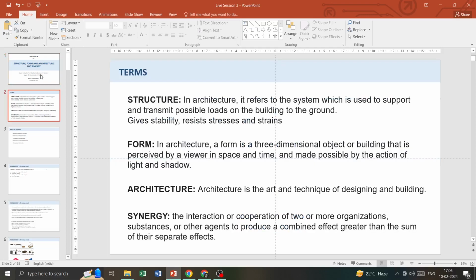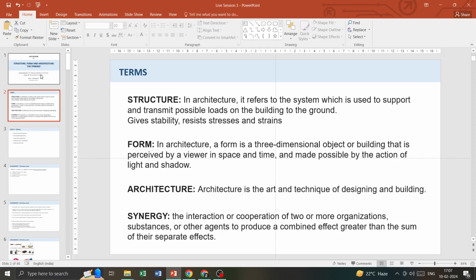Before starting, I'll quickly go through the terms: structure, form and architecture, and synergy, the 4 terms that are in the name of this course. Structure means a lot of things, of course, as per the English language, but we are concerned with the meaning of structure in terms of architecture. In architecture, it refers to the system used to support and transmit possible loads on the building to the ground. It gives stability, it resists stresses and strains.